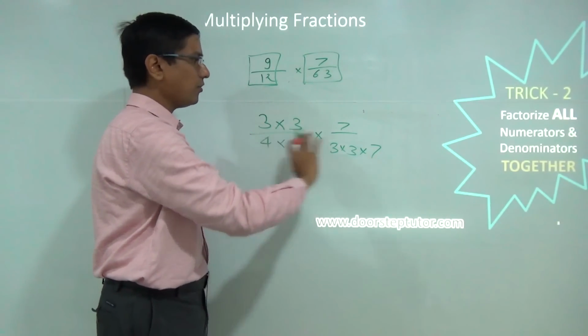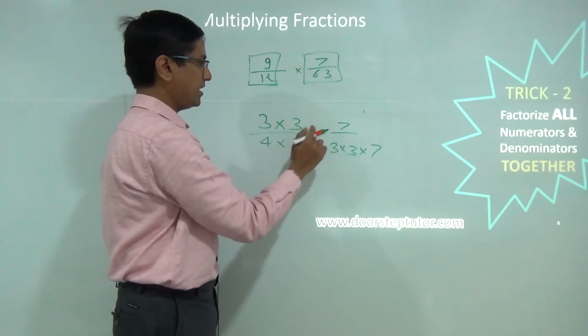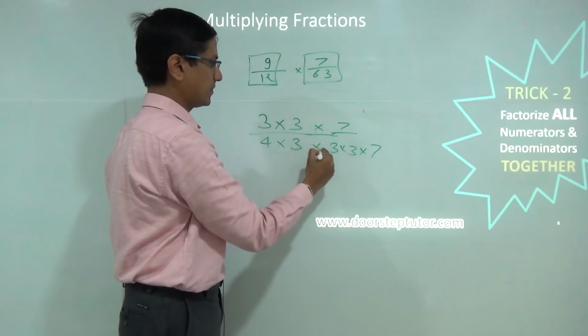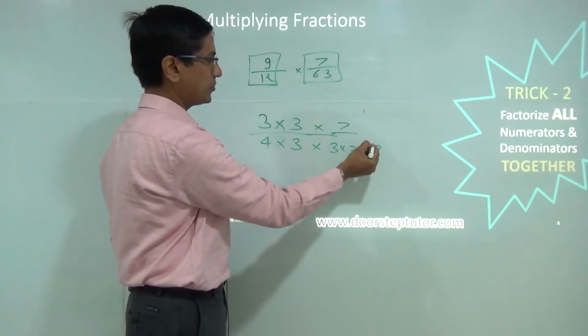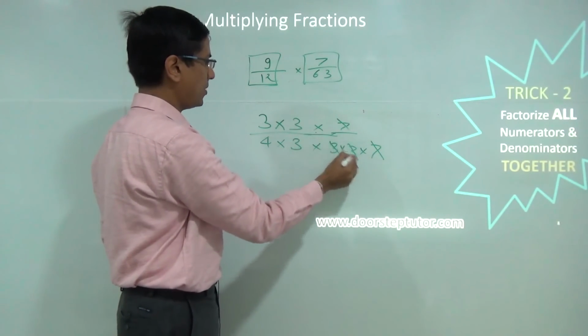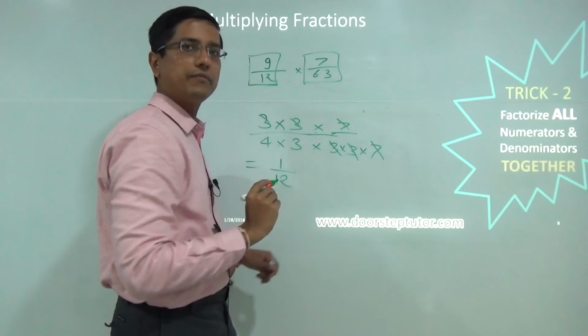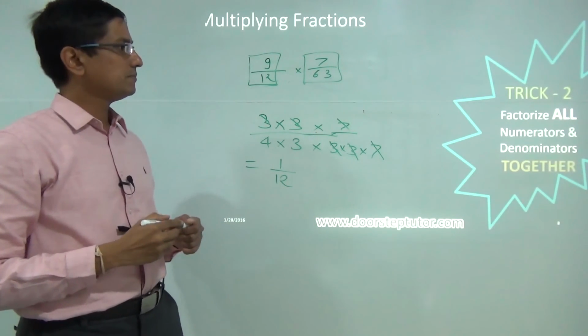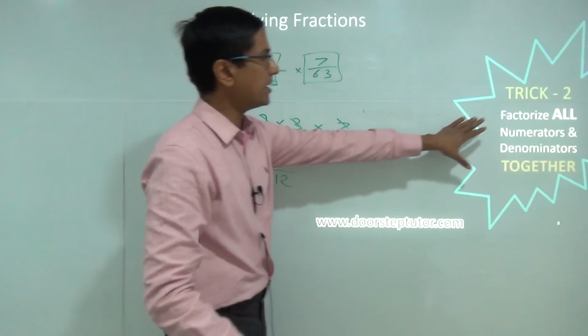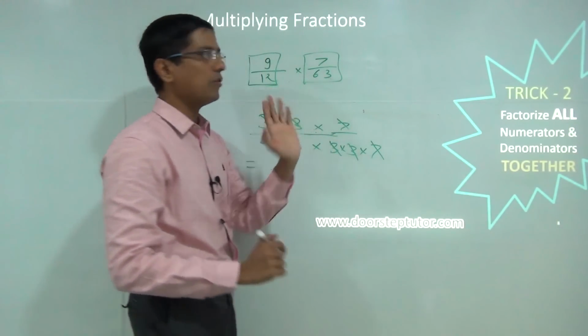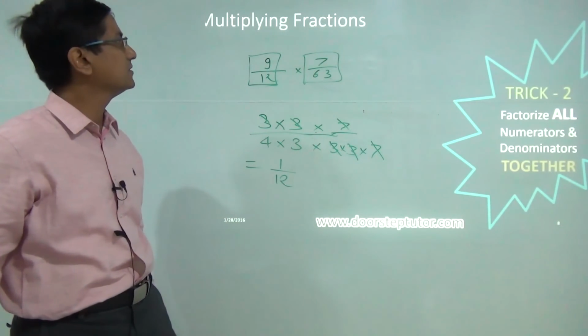So you take all of them together. Even I can write it like this. And then you do simplification. So top and bottom we can cancel out. And the answer is simply 1 by 12. Very easy, okay? So factorize all the numerators and denominators, all of them together. Do it in one shot.